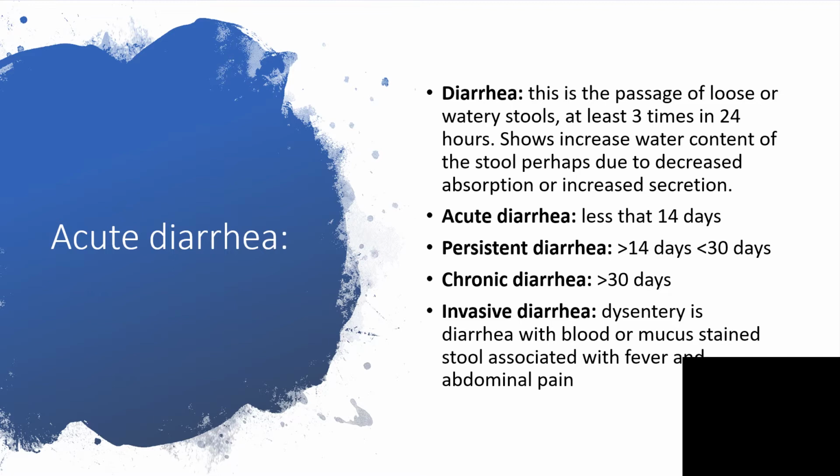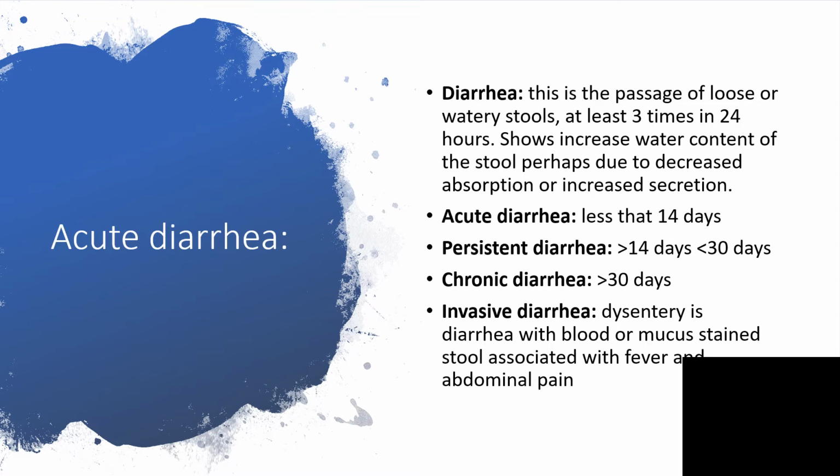Persistent diarrhea, on the other hand, is diarrhea that is troubling an individual for more than 14 days but less than 30 days. While chronic diarrhea would be diarrhea that has occurred for more than 30 days. That's what we call invasive diarrhea.